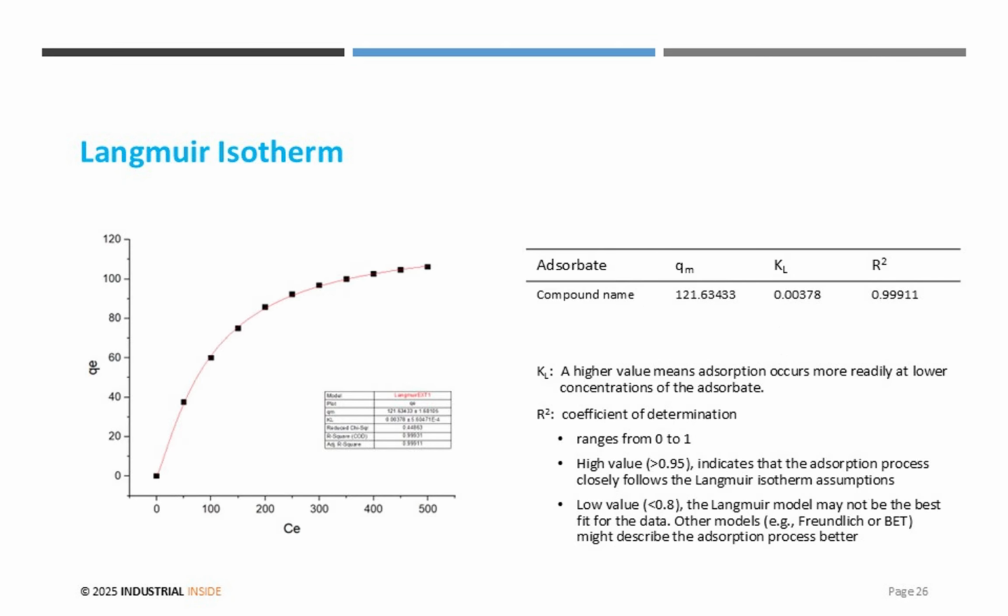This is the Langmuir adsorption curve, showing the relationship between Ce and Qe. A higher KL means stronger adsorption at lower concentrations. R square, the coefficient of determination, tells us how well the data fits the model. If R square is above 0.95, the Langmuir model is a good fit. If it's below 0.8, other models like Freundlich may be more appropriate.